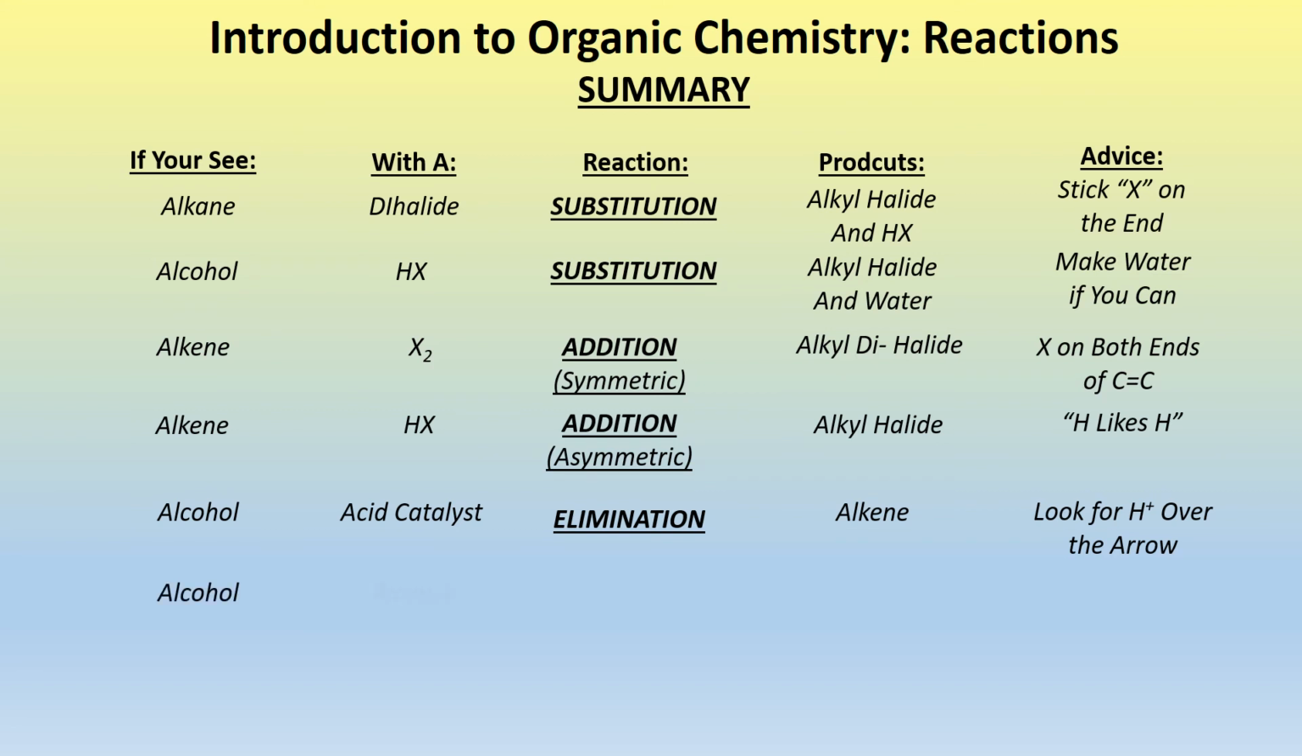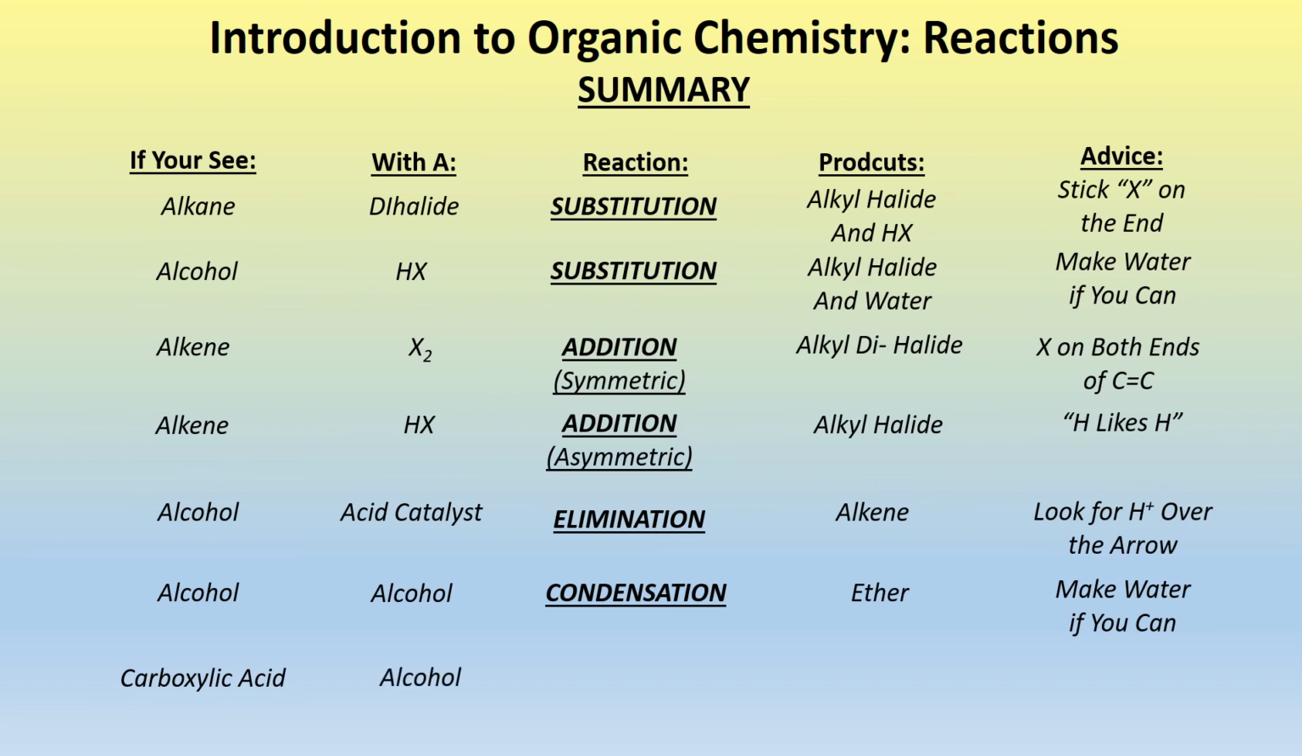If you see an alcohol reacting with another alcohol, you have a condensation reaction. Your product will be water and an ether. Again, anytime you have H's and OH's floating around, it's not a bad idea to make water and put the two pieces left over together. Finally, on the same theme, if you see a carboxylic acid, which is a H plus donor, with an alcohol, you have another condensation reaction, this time making an ester, which is a modification of the conjugate weak base. And again, the H plus in the acid will go to the OH of the alcohol, and you will make water if you possibly can.